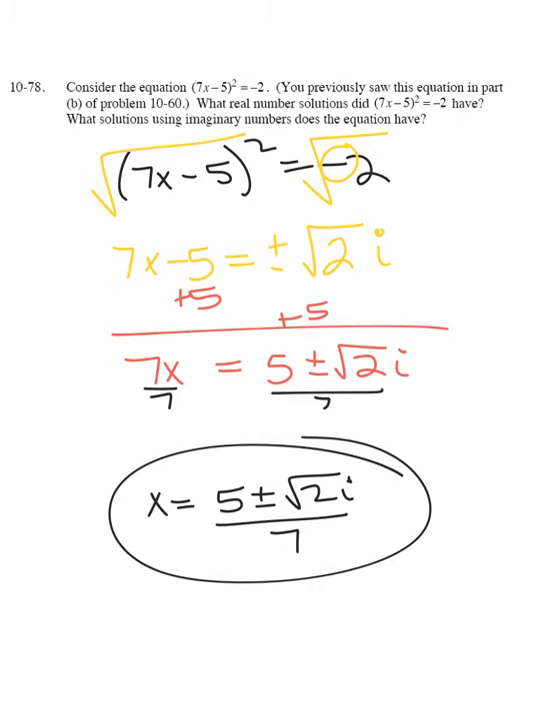This is in simplest form. The square root of 2 is prime. It doesn't get reduced anymore. And 5 can't be divided by 7.